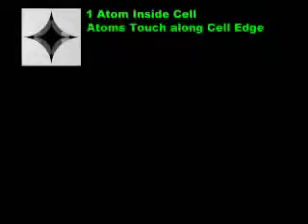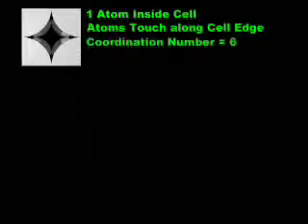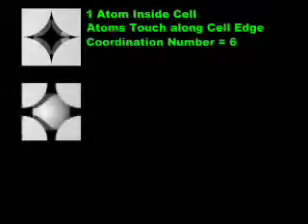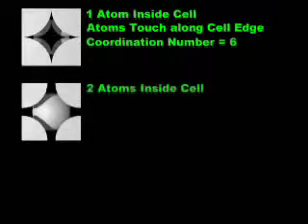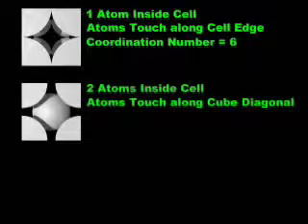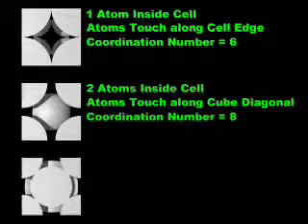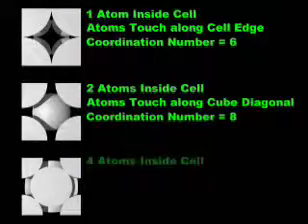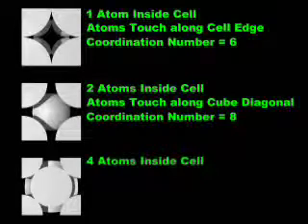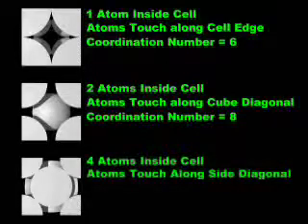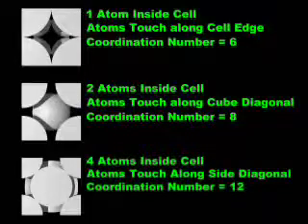Let's take a moment to review. The unit cell for the simple cubic structure contains the equivalent of 1 atom inside the cell. The atoms touch along an edge of the cell and the coordination number is 6. The unit cell for the body-centered cubic structure contains the equivalent of 2 atoms inside the cell. The atoms touch along the cube diagonal of the cell and the coordination number is 8. The unit cell for the face-centered cubic structure contains the equivalent of 4 atoms inside the cell. The atoms touch along the side diagonal of the cell and the coordination number is 12.